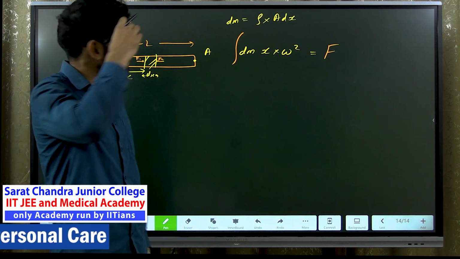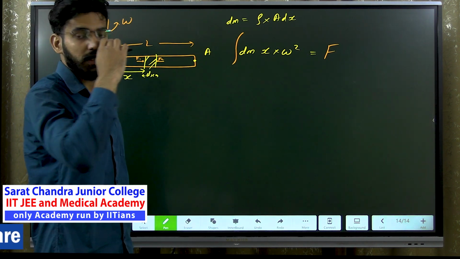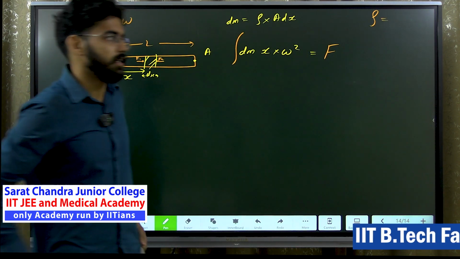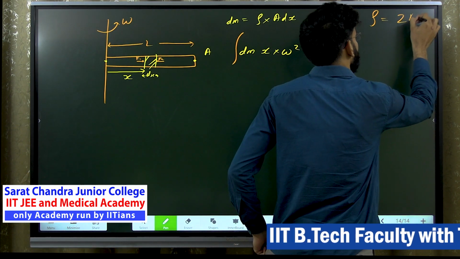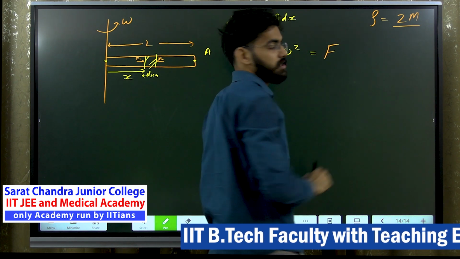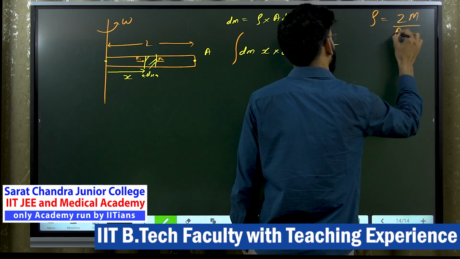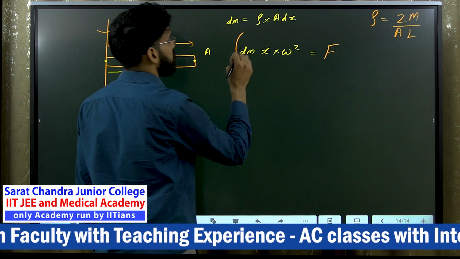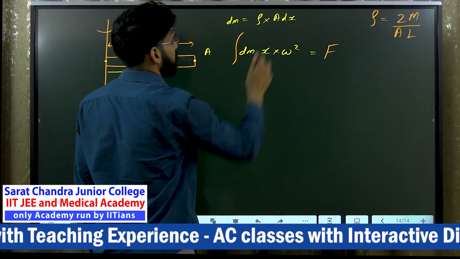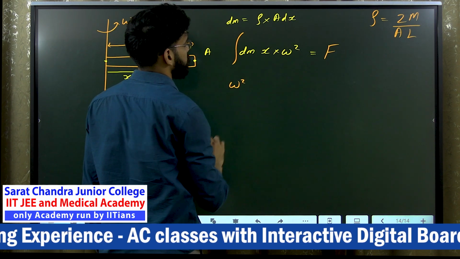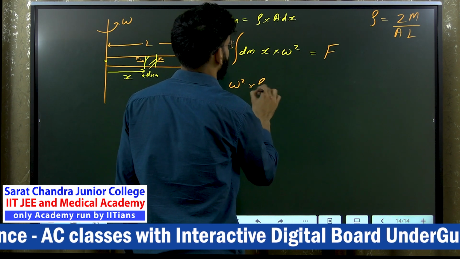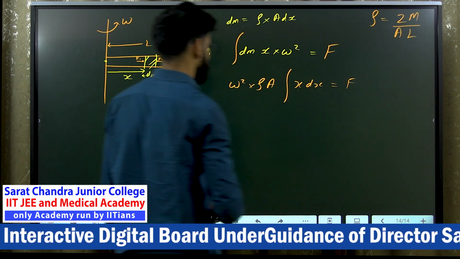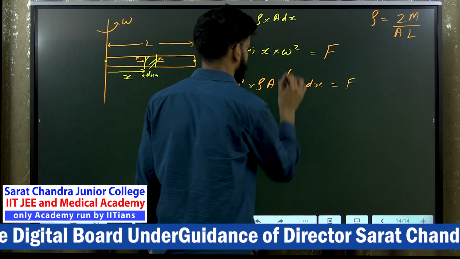But one thing you remember, when you integrate this dm mass, you will get 2m. Here when you write the density, density will be mass 2m divided by volume. Volume is area into length, A into L. So if you integrate dm, x dx is there. Omega square is constant outside, rho is constant, A is constant outside. So you have the integral of x dx equal to F. In the x dx integration, x goes from 0 to L.